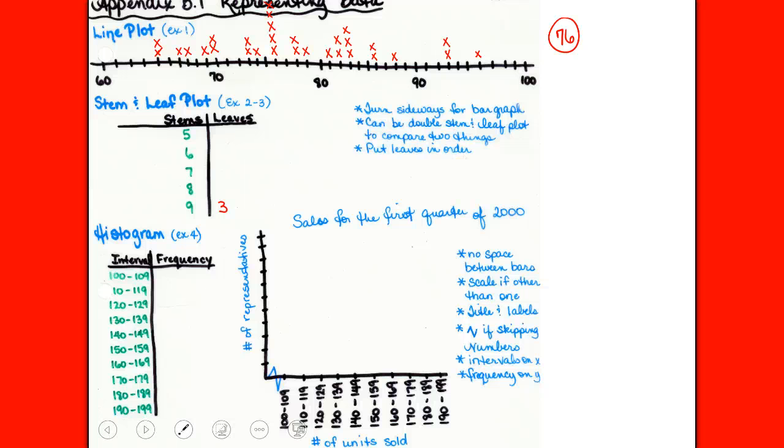So I've got my 9 for my stem. I'm going to come over here and put my 3 for my leaf. And then the next one that I had was 70. So same idea, I've got my 7 for my stem. I'll come over here and put my 0 for my leaf.